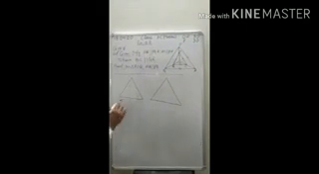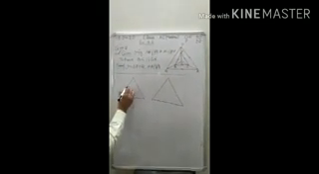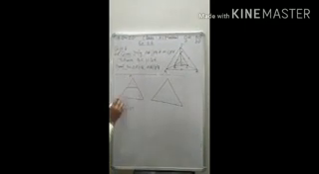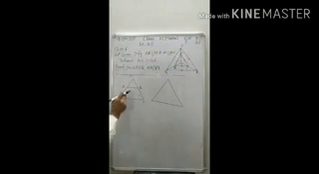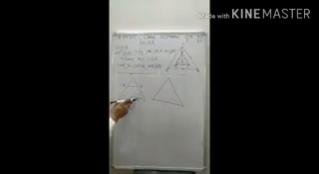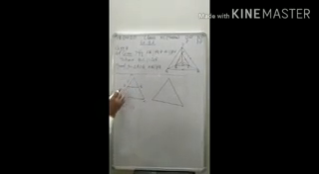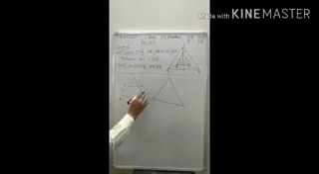Suppose this is your first triangle ABC, with points D and E. You draw a line DE in such a way that DE is parallel to BC. After this, measure AD, then measure BD. After that, measure AE and then measure EC.